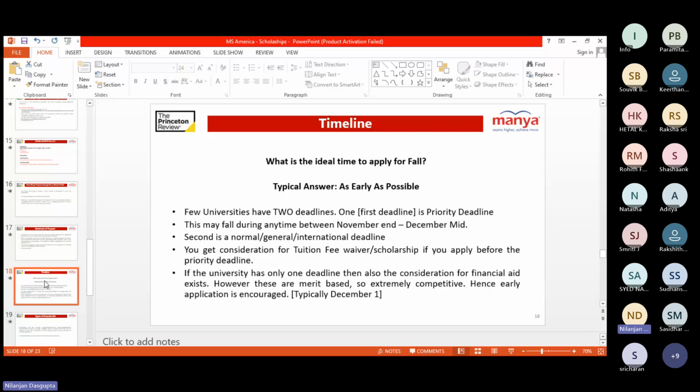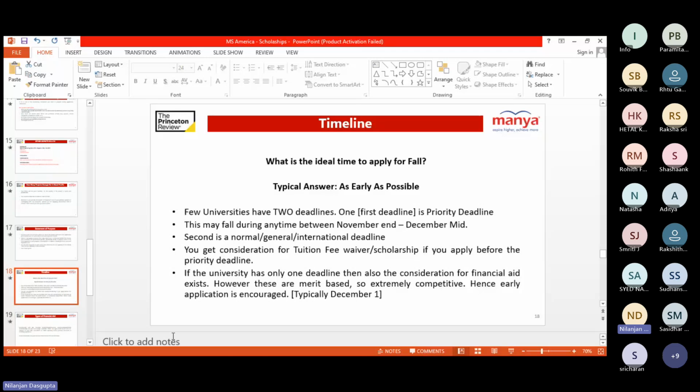But yes, there are a few universities which have deadlines prior to that. But once again, they are priority deadlines. For example, Carnegie Mellon University has a priority deadline on the 20th of November, which is just 1 month away from now. But of course, they have some other deadlines as well. Priority deadlines are the deadlines where, if you apply by that deadline, you will get certain benefits as far as scholarship is concerned.